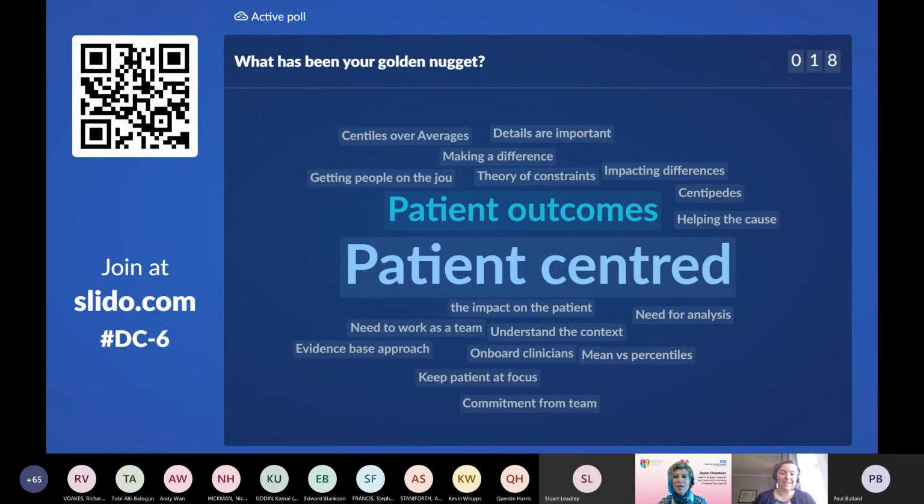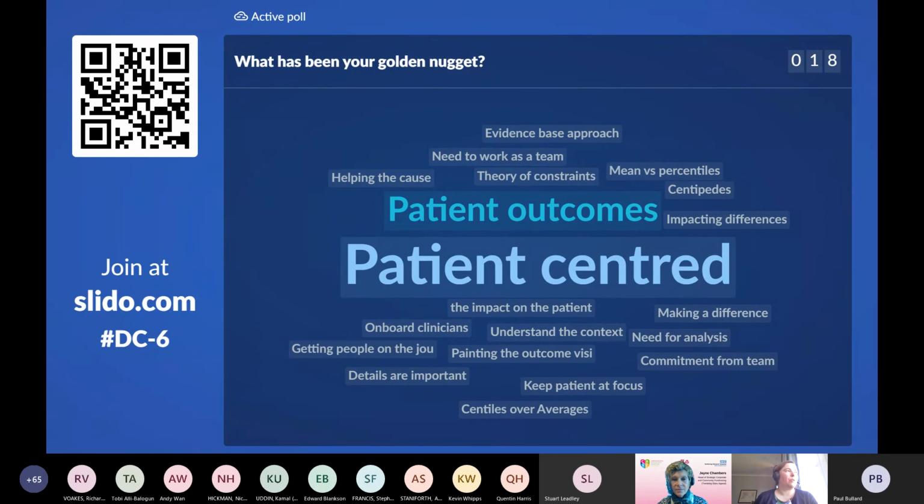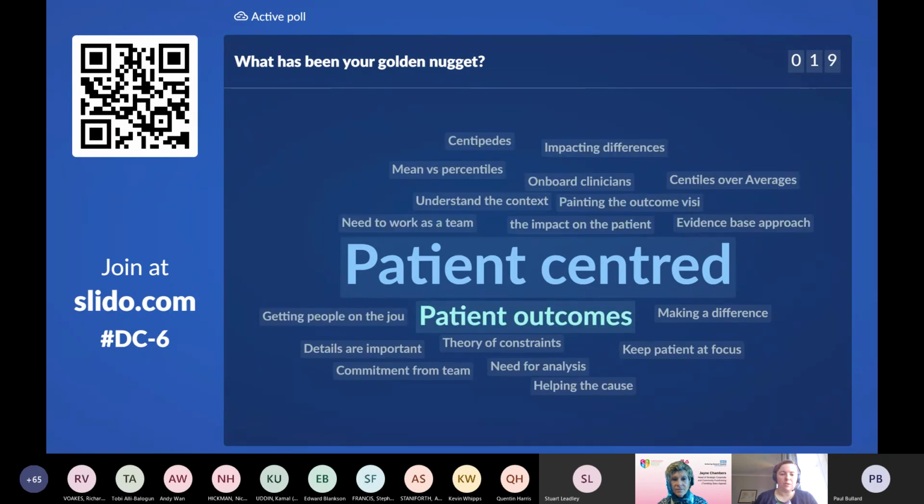So it's always a good phrase. Looking at the word cloud, patient is definitely coming out big and bold. So patient-centered, patient outcomes. I think it's easy to sound a bit trite, but I also think it's true. I don't think anyone starts working for the NHS without caring about patients. I don't interact with patients directly, but it's why I do my job.